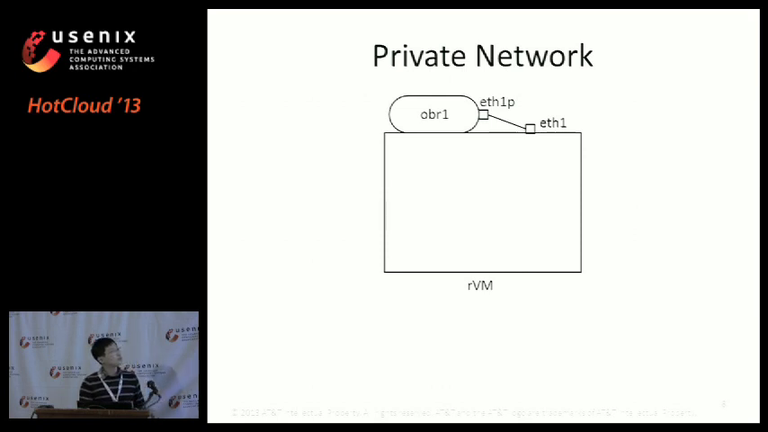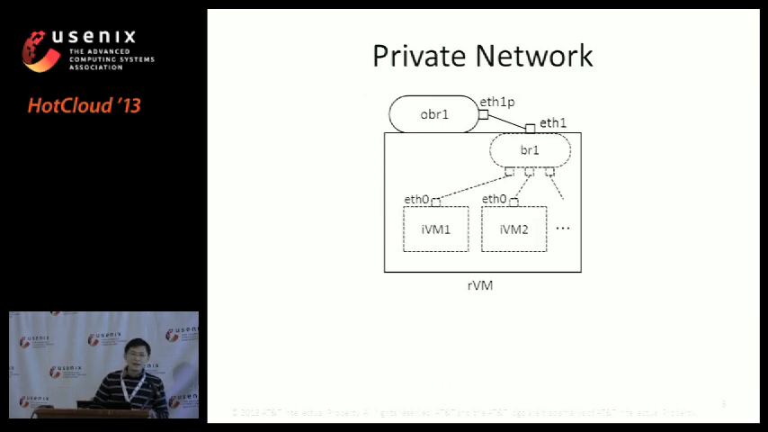This figure shows the design from the perspective of a single RVM. Basically, it has the ETH1, which is a private network. It's plugged into the OBR1, a localized software switch created by Open vSwitch. Inside it, OpenStack is going to create an additional bridge. BR1 is a Linux-based bridge, and all IVMs' interfaces are plugged into BR1.